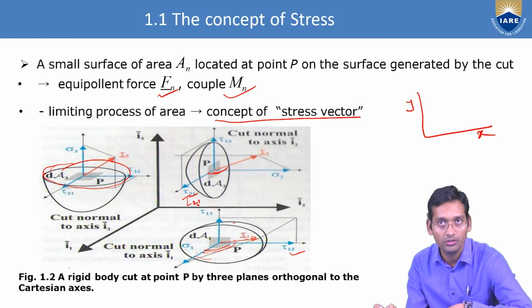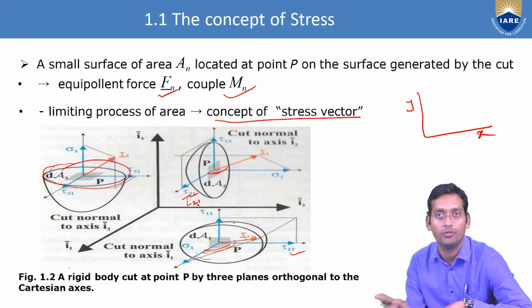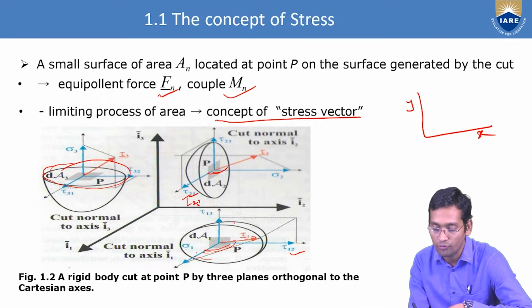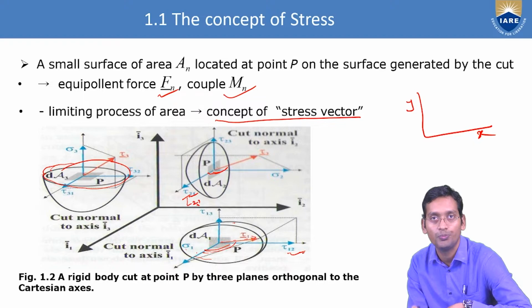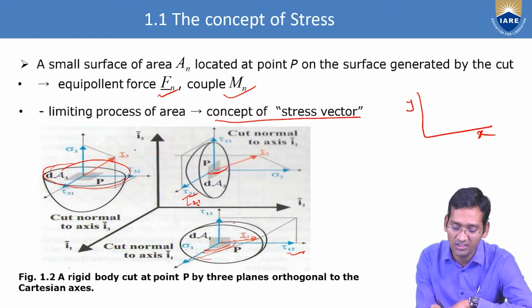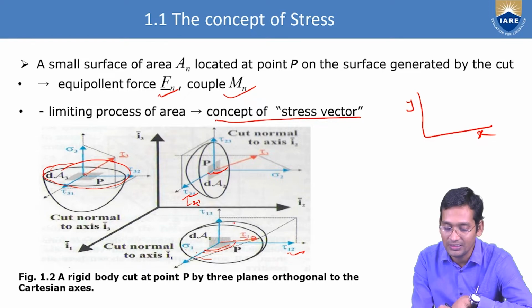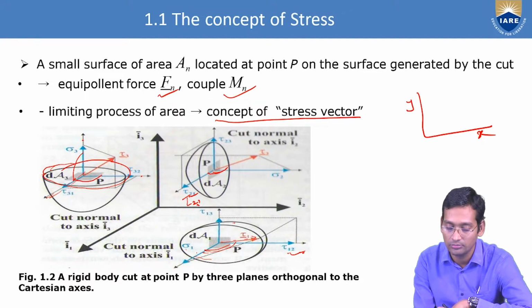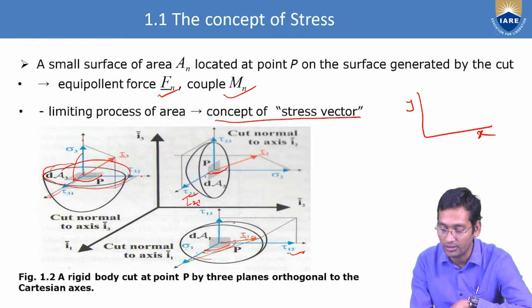Here tau 2,1 is acting from 2 towards 1, and in this case tau 1,2 is acting from 1 to 2. Similarly, tau 3,2 will act in this direction, and tau 3,1 will act in this direction, because this is sigma 3, with axes 1, 2, 3. So here 3,1 and this is 3,2. Here similarly, tau 2,1 because of this sigma 2, and here tau 2,3.